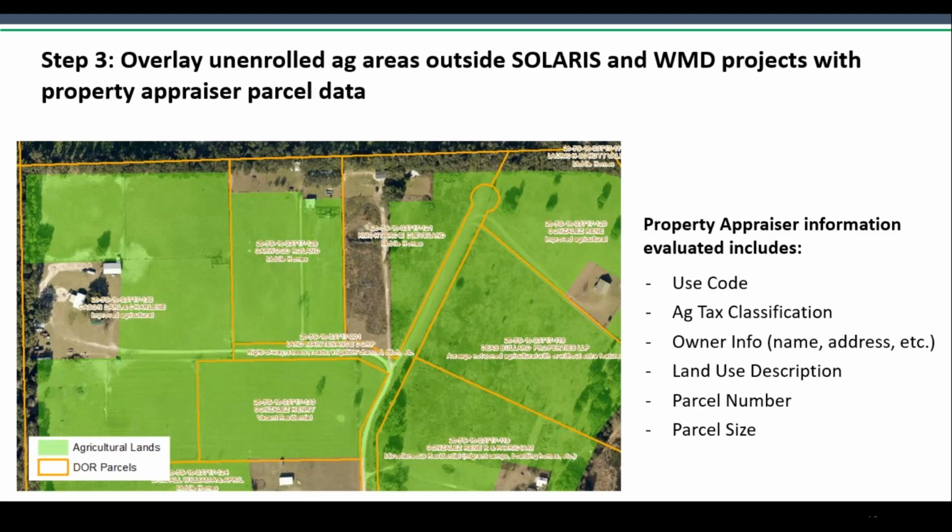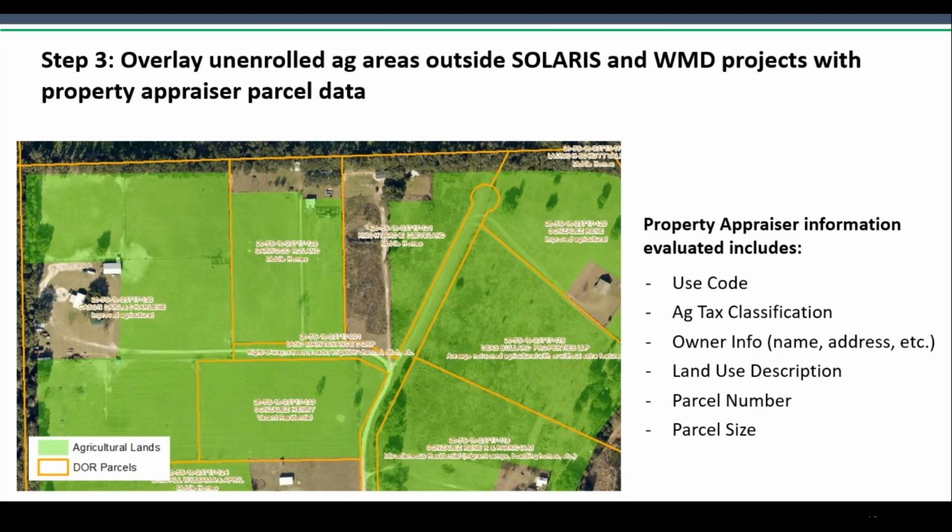Our next step involves overlaying the unenrolled ag areas outside SLIVERS and the WMD projects with property appraiser parcel data. The FSED tells us the type of ag lands and if the land is irrigated and the water use category and other crop information. To know who owns the ag lands and the extent of their property, as well as other relevant information necessary to determine their eligibility for enrollment, we utilize the Florida Department of Revenue's latest statewide property appraiser parcel data.